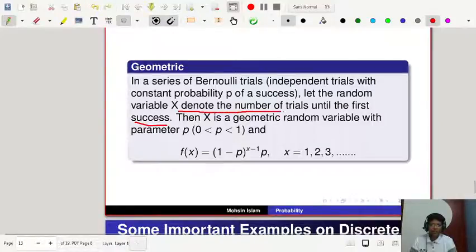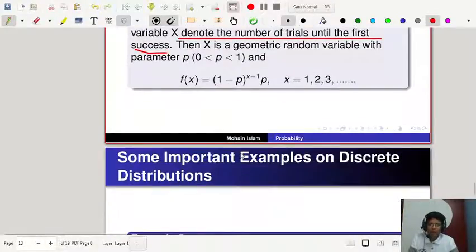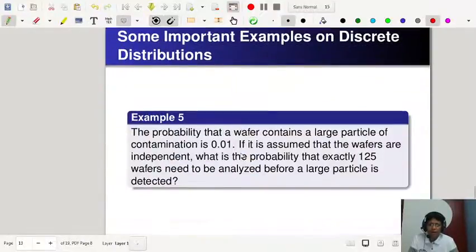Look at that, x denotes the number of trials until the first success. Then x is a geometric random variable with parameter p, and it is given by (1 minus p) whole to the power x minus 1, times p, where q equals 1 minus p is the failure probability, and x equals 1, 2, 3, etc. This is the geometric probability distribution, and this is a discrete distribution. Now let us have an example on that.